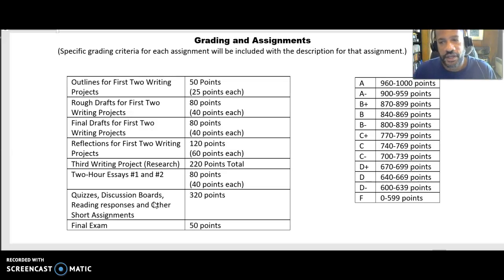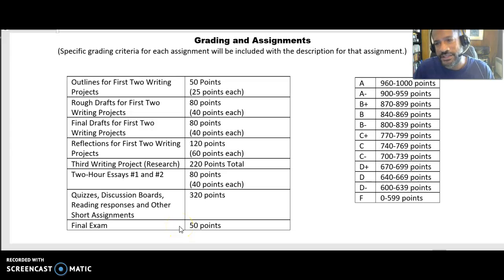There'll be a number of discussion boards, a number of short assignments that we have, just anything that we do where I'm asking you to kind of respond through discussion board or write something short. Those will all go into that category. So 320 points is a big chunk. You want to make sure that you're getting that. So that's about making sure that you're involved in the course, making sure that you are, again, doing all these little assignments, just keeping up with the things that I'm asking you to think about.